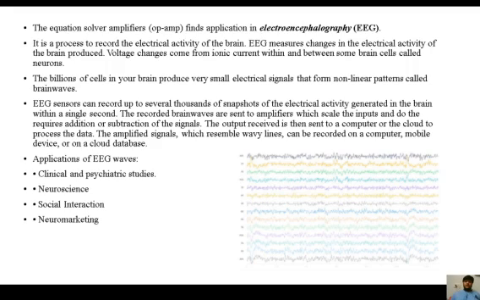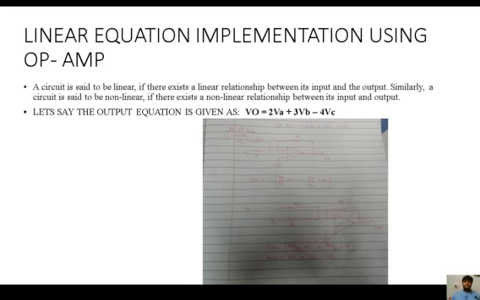electroencephalography. Electroencephalography is the main application of this equation solver. The applications of these EEG waves are neuroscience and social interaction, neuromarketing. These kinds of waves, if you have seen in hospitals, you can see these waves. These are being done with the help of this equation solver.